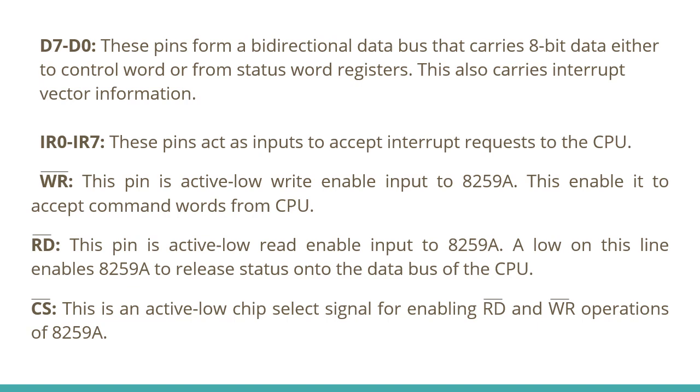Next, we have the read pin. The read pin is also an active low pin which enables read input to 8259A. A low on this read pin enables the 8259A to release status information onto the data bus of the CPU. The chip select pin or the CS pin. This is an active low chip select signal for enabling read and write operations of 8259A.